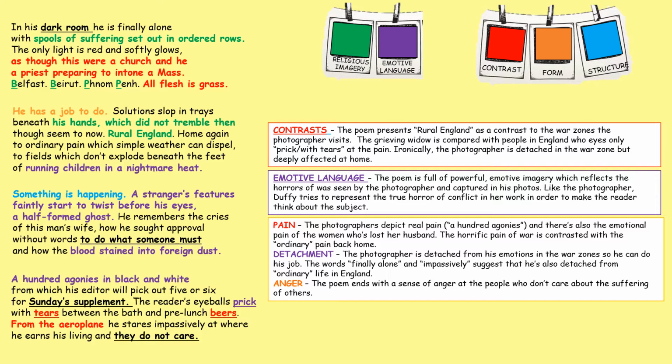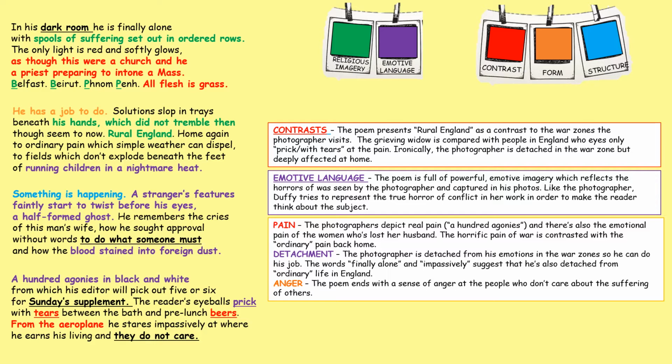The poem is full of powerful emotive imagery which reflects the horrors of what is seen by the photographer and captured in his photos. Like the photographer, Duffy tries to represent the true horror of conflict in her work in order to make the reader think about the subject. Okay, so all these different words that I've highlighted in purple are there just to show the true horror of what he is witnessing when out in those war zones.